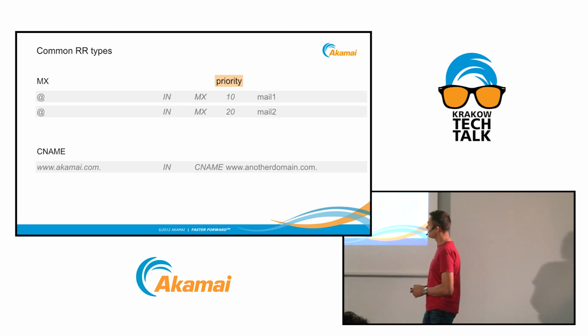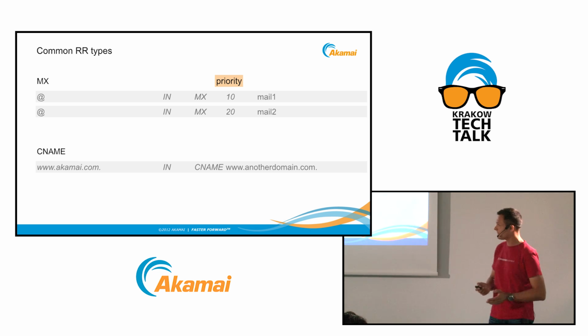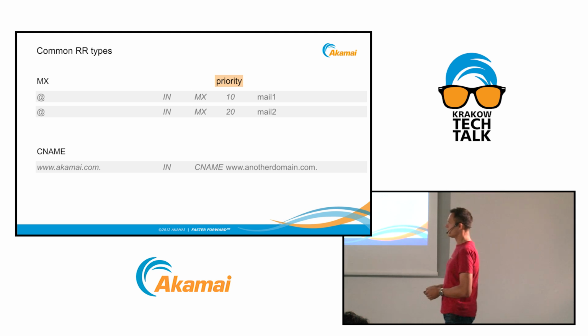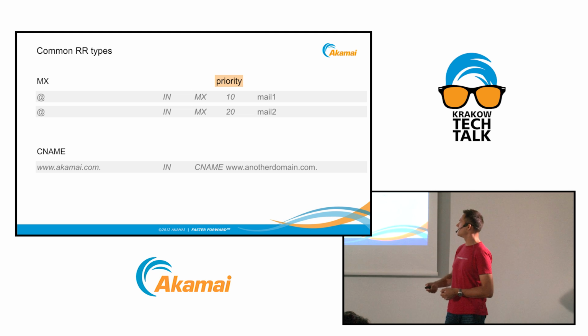CNAME, canonical name, widely used in Akamai. It's just an alias for the domain name, really. So when I want to open Akamai.com, my DNS, Akamai DNS, is saying, just go to another domain, www.anotherdomain.com. I don't have this information. I'm not an authority for that.